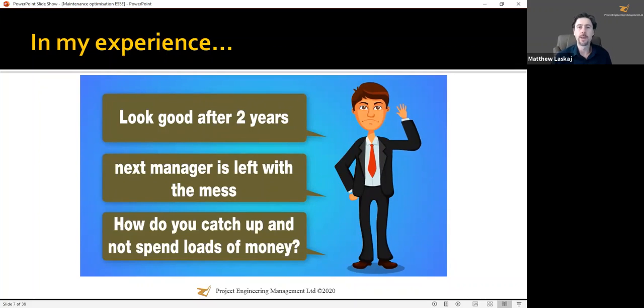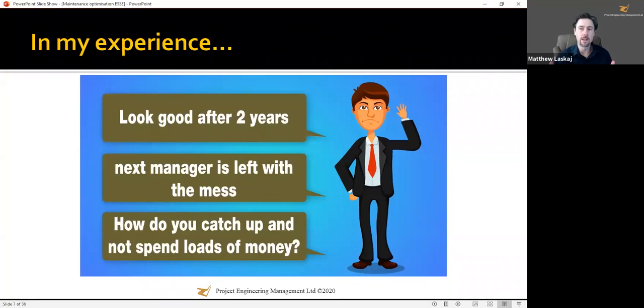How do you compare to that? Things eventually will start to break down. That maintenance manager comes in and things are starting to break down. Costs are starting to spiral. People are getting stressed. We're in this reactive maintenance mode all of a sudden.